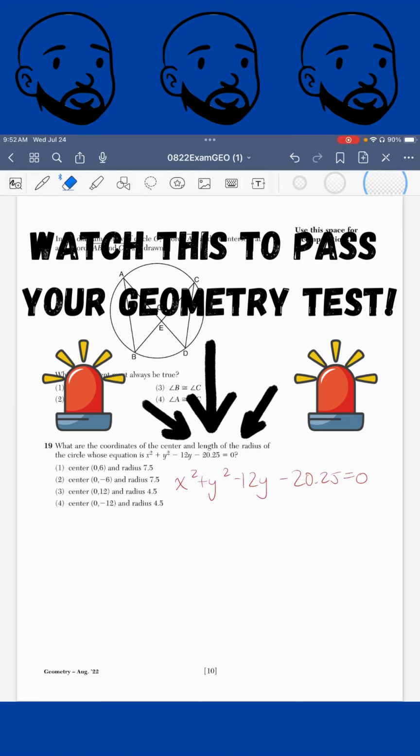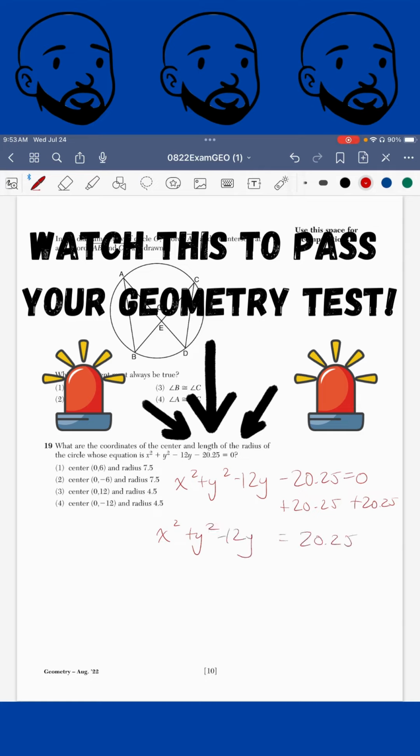Okay, pay attention. We're going to find the center and radius of a circle given an equation. After you rewrite the equation, you're going to put the constant to the other side. A constant is anything that doesn't have an x or y. Bring it to the other side using the inverse operation. So we're going to plus 20.25 to each side. Now we have x squared plus y squared minus 12y equals 20.25.